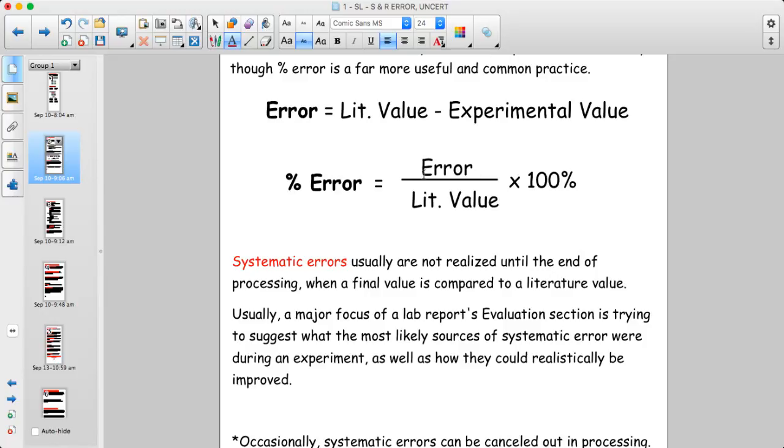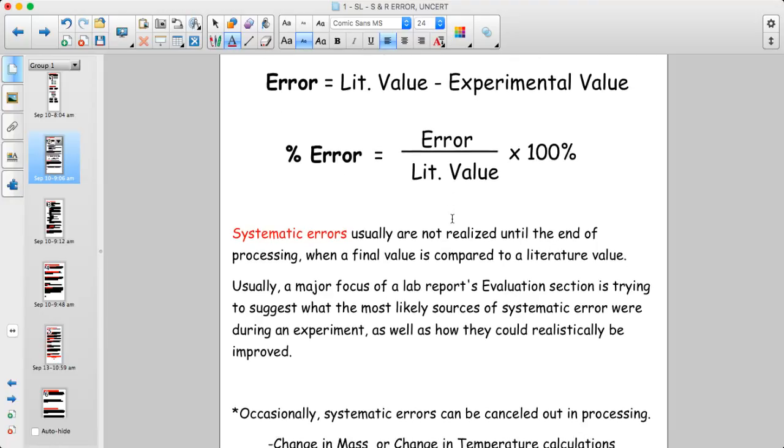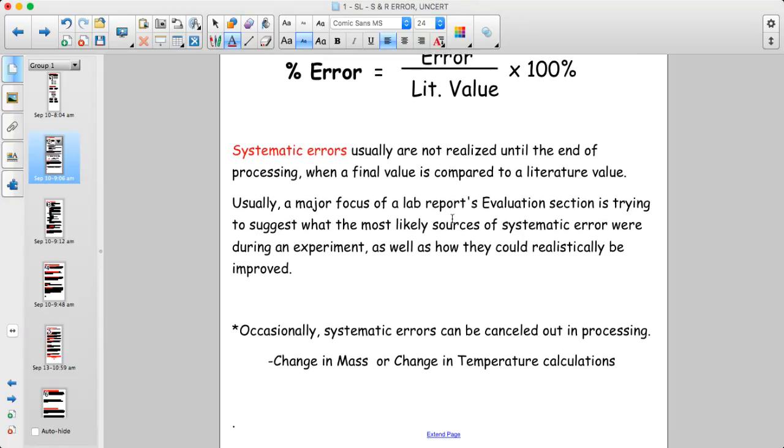So it's a way of looking at how big a deal your error is. What percentage error do you have? Because if you're 2 grams off, but your literature value is 1,000 grams, then that's a pretty small deal. That's not a big deal to be only 2 grams off for 1,000. But if the value you're going for is 4 grams and you're 2 grams off, then that's 50% error, and that is a big deal. So percentage error can give a little bit more context to how big the error is.